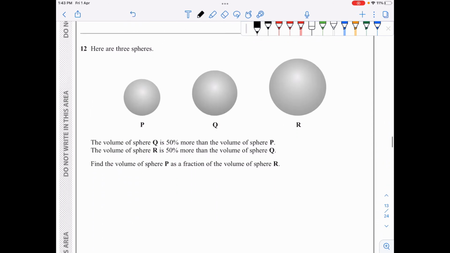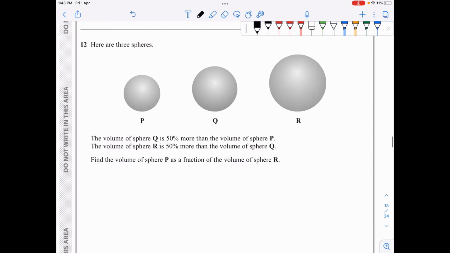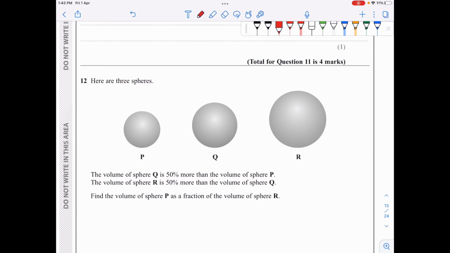In 12, we're being given three spheres. The volume of Q is 50% more than the volume of P. And then the volume of R is 50% more than the volume of Q. We need to find the volume of P as a fraction of the volume of R. So it makes sense to start by saying that to go from P to Q, I multiply by 1.5. To go from Q to R, I also multiply by 1.5. So to go from P to R, I multiply by 1.5 squared, which is 2.25.